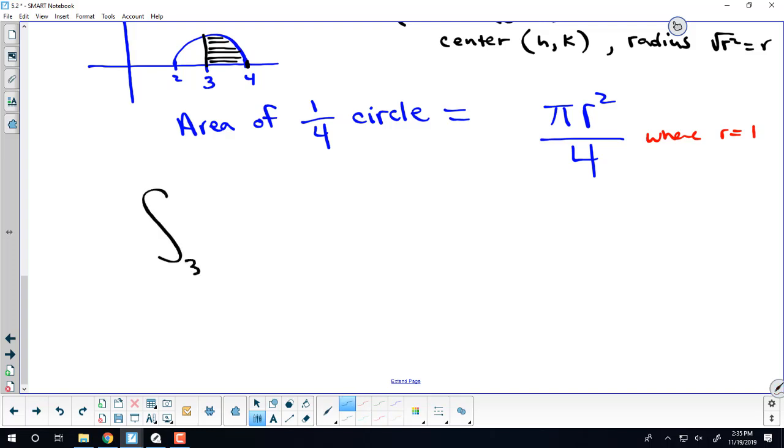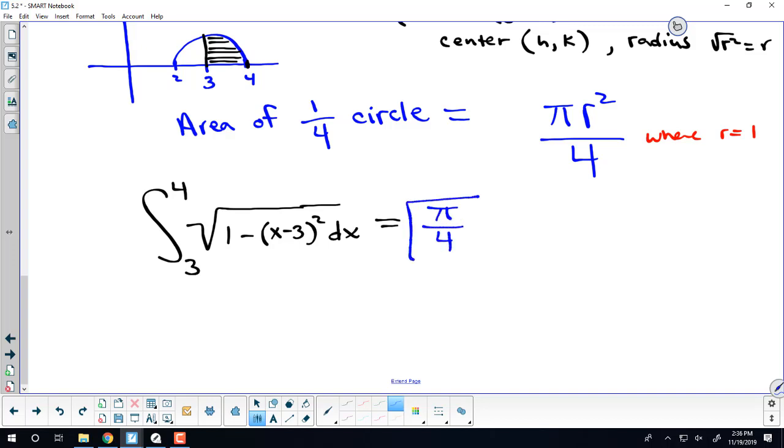So we'll write it again. The integral from 3 to 4 on the square root of 1 minus x minus 3 squared dx is the quarter area of the circle, which is just pi over 4. Anybody have any questions?